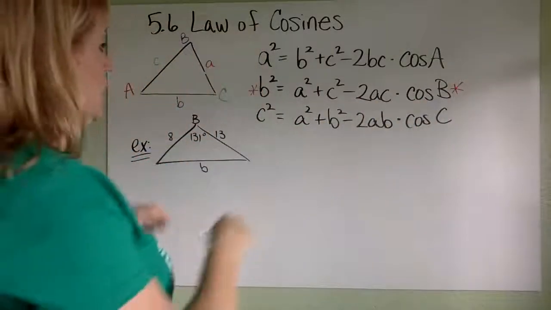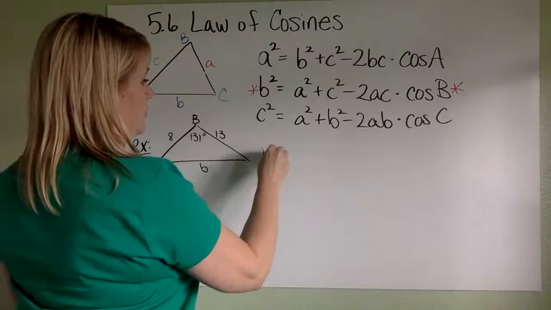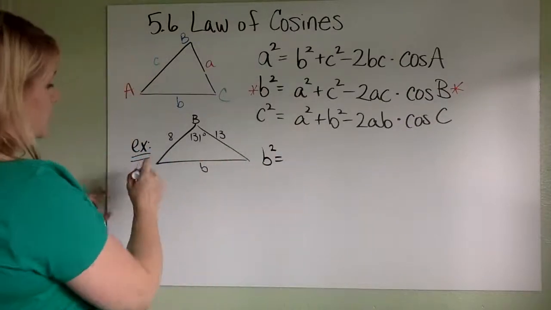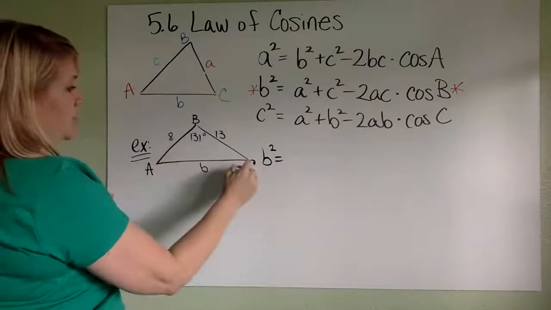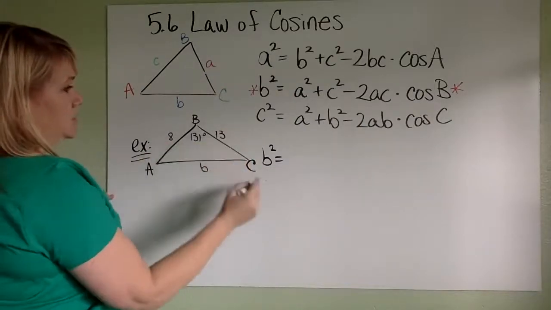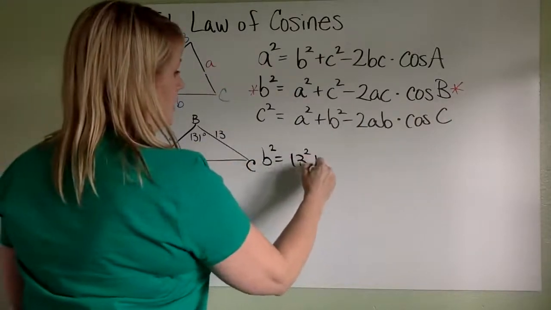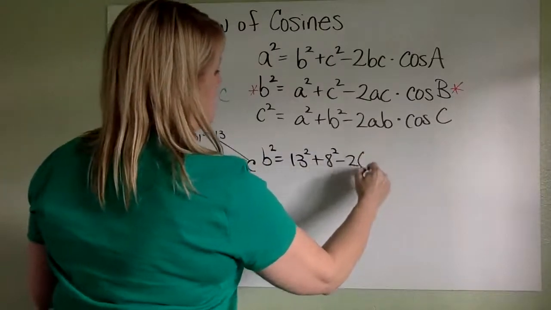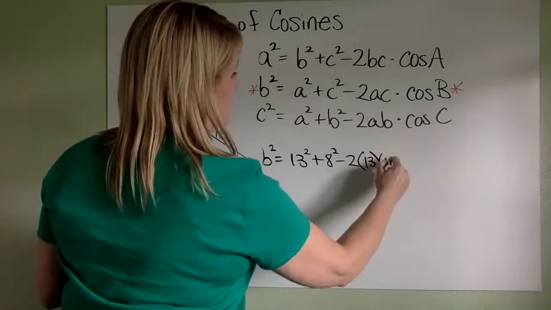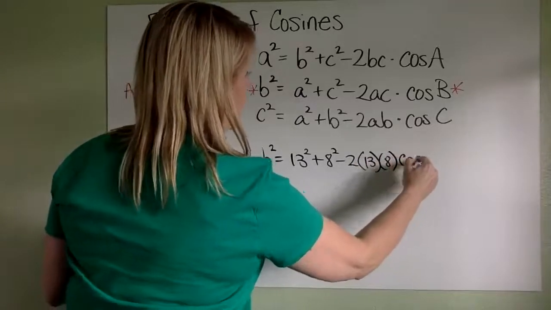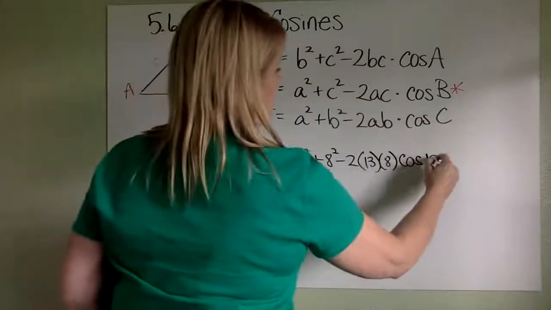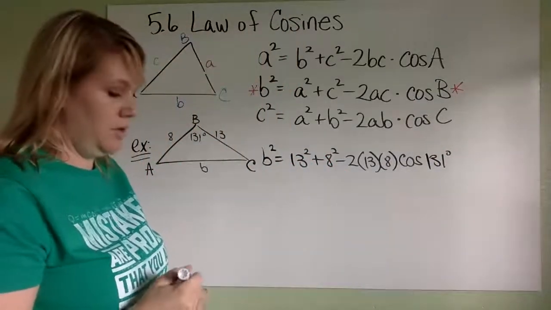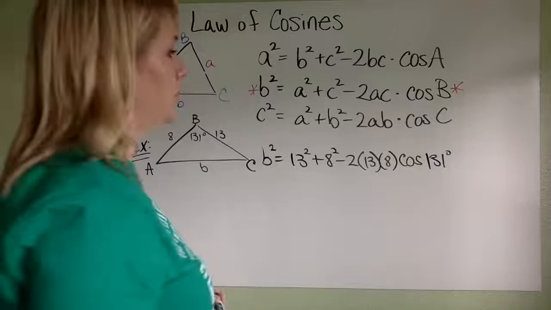And what it's going to look like then is B squared equals A. So it doesn't matter which side is A and which side is B. Let's just say that this is A and this is C. So A is 13 and then B is 8, and then the cosine of 131 degrees. It's questionable how that looks. Hang on, let me erase it and rewrite it.